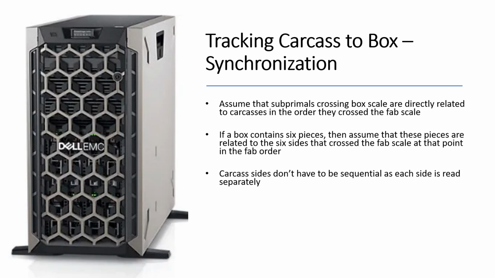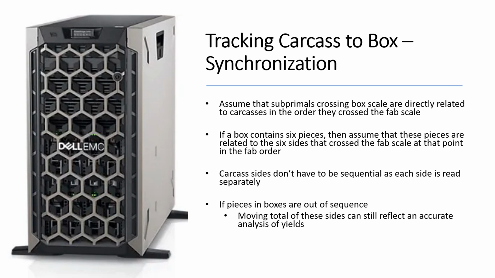Carcass sides don't have to be sequential, as each side is read separately. And if pieces in boxes are out of sequence, a moving total of these sides can still reflect an accurate analysis of yields, and a cumulative total will correctly reflect the yields.